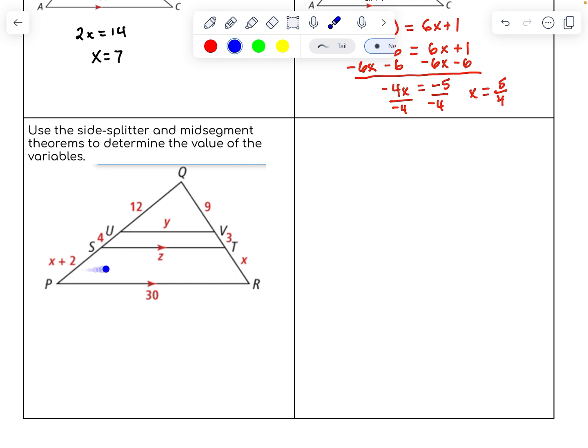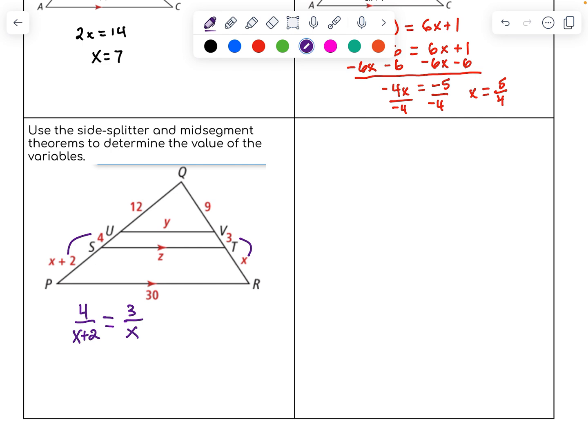Well, we got to find x. So we need to find this side, right? And notice these are all parallel. These are parallel. So we can use our side splitter theorem here. Okay, so let's set up our side splitter here to find x. To find x, we got these and these, right? So we got 4 over x plus 2 equals 3 over x.